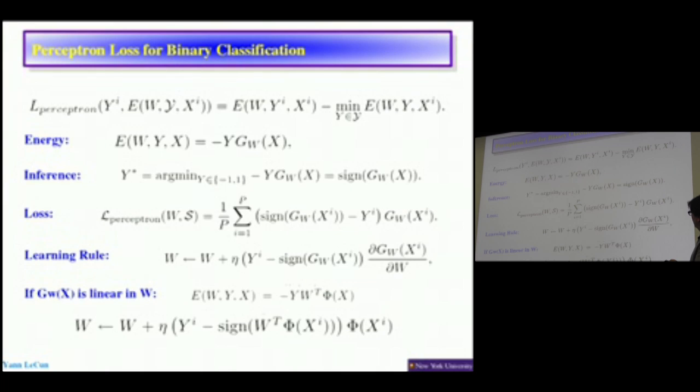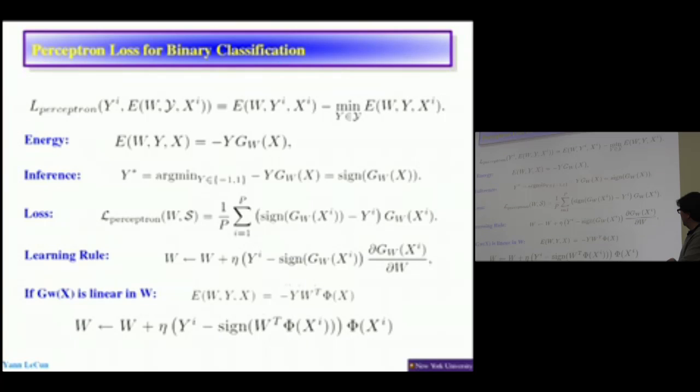So now we have a learning rule, which is the generalized perceptron learning rule. That's not assuming anything about the form of GW, other than the fact that we could compute some sort of gradient. If G is linear in W, then we can write it as W transpose phi of x, where phi is a set of features that are previously being extracted from x. And now what we get is the linear perceptron learning rule.